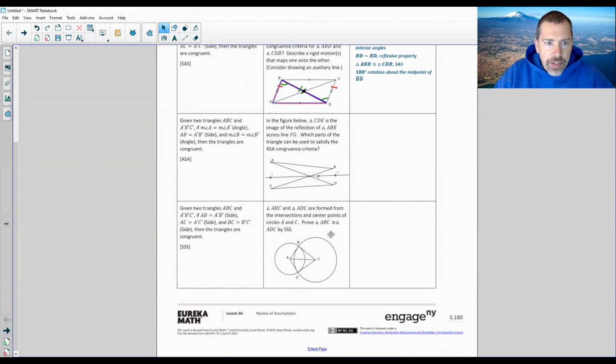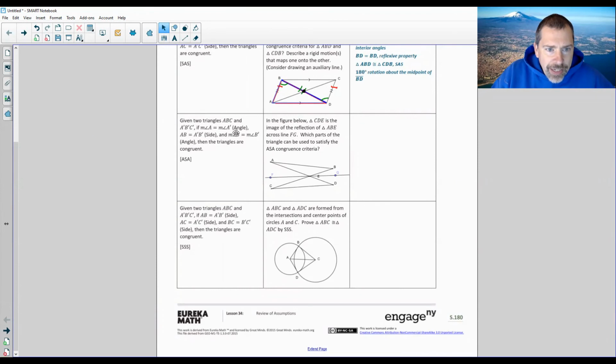All right, let's move on to the second one. Given two triangles ABC and A prime, B prime, C prime, if the measure of angle A equals A prime, an angle, AB equals A prime, B prime, a side, and the measure of angle B equals the measure of angle B prime. Now notice here, we have an angle A, we have an angle B, we have a side called AB, which has both vertices labeled. That means that the side is included. Then the triangles are congruent by angle, side, angle.